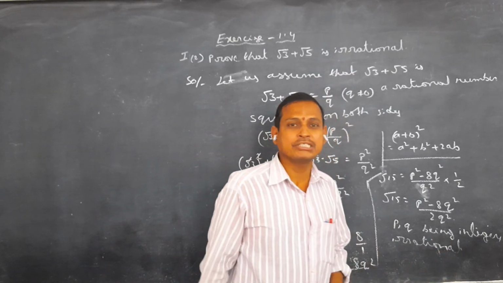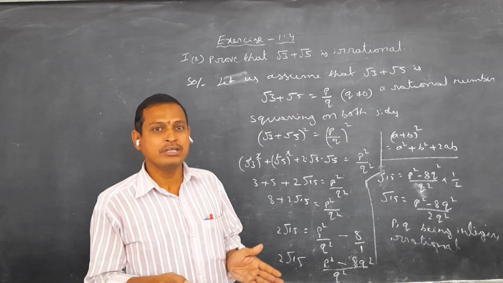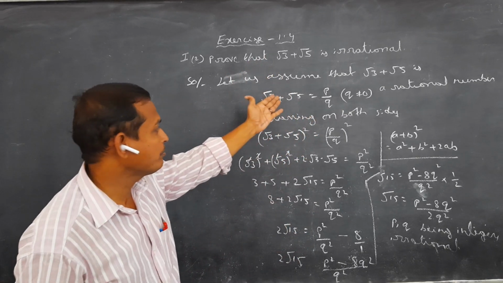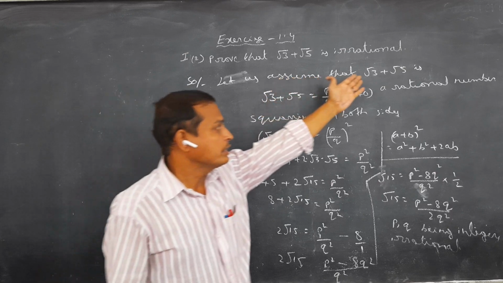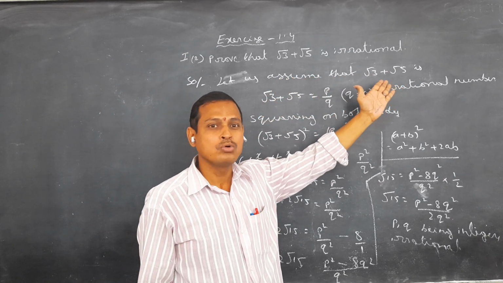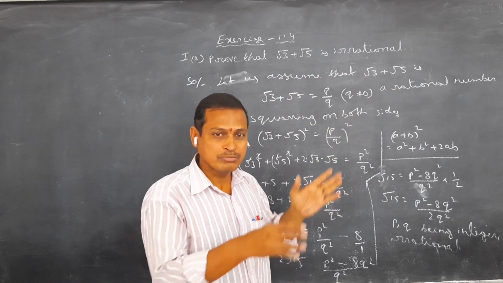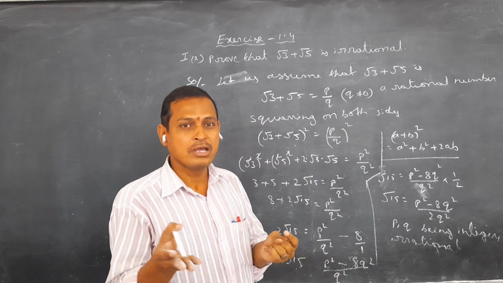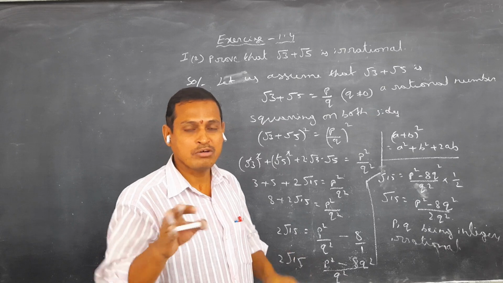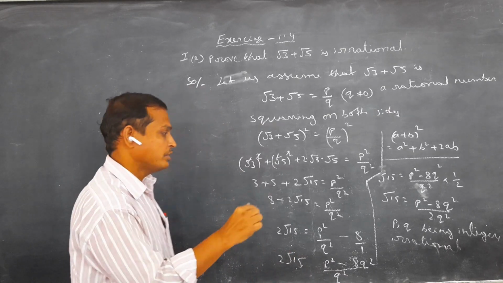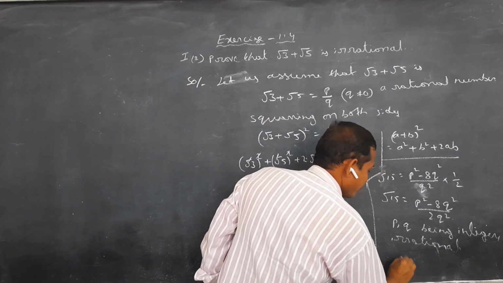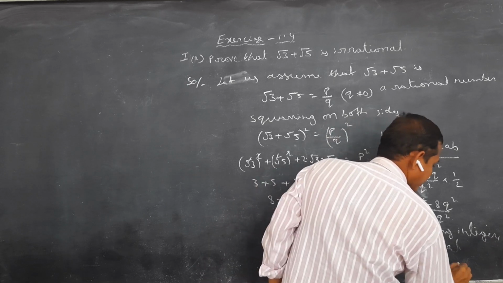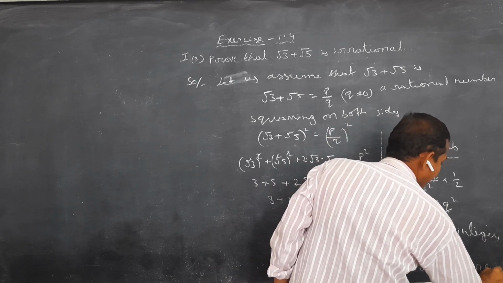So which is a contradiction? Our assumption must be wrong. Why? Because root 3 plus root 5 is a rational number. So which is a contradiction? Our assumption must be wrong. So therefore root 3 plus root 5 is an irrational number is the correct answer.